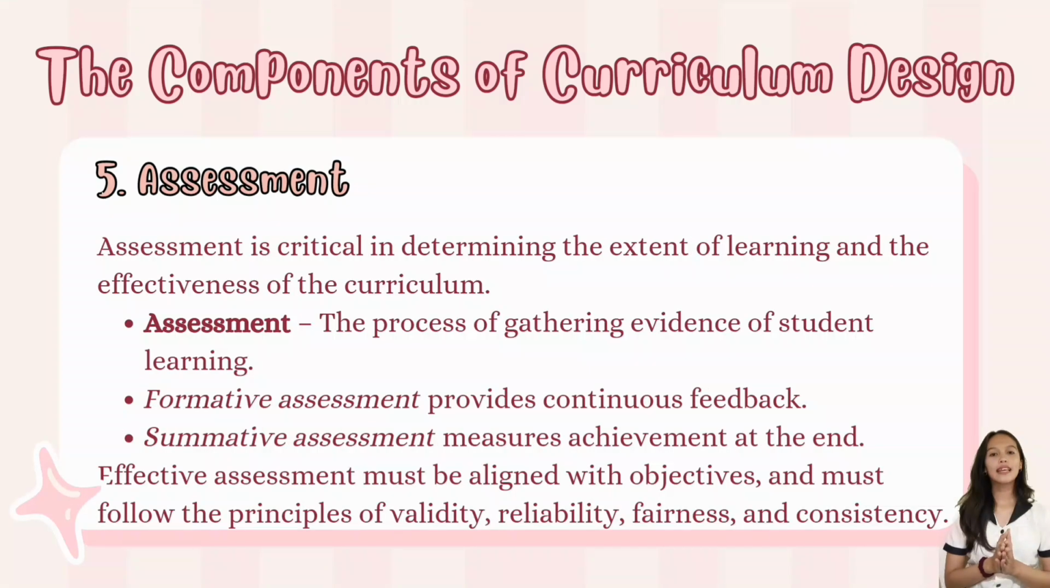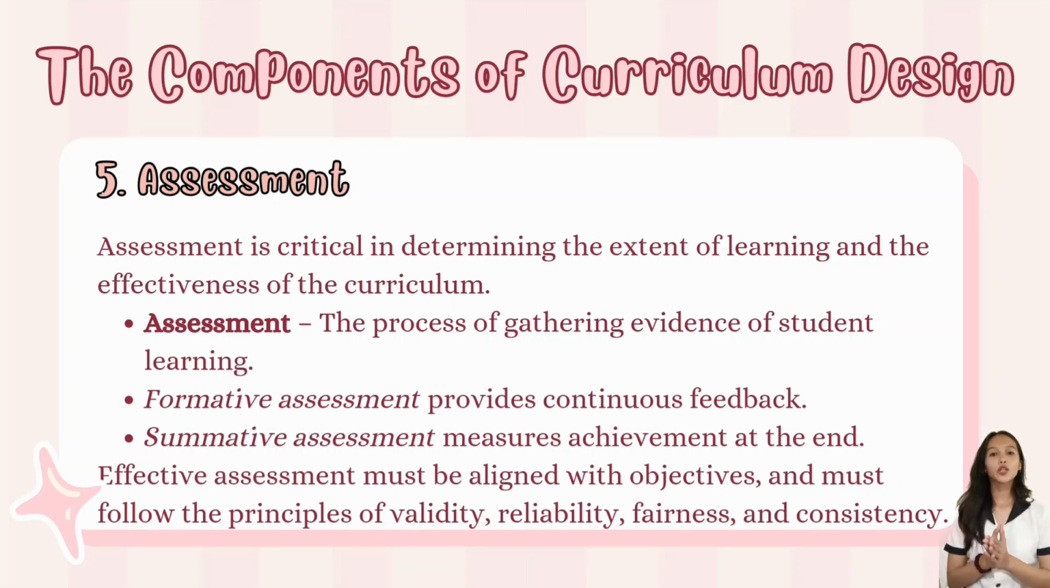The last component is assessment. So this is how we measure if learning has really taken place. Assessment can be formative, like quizzes, reflections, and class participation, or summative, like projects, tests, and presentations. So the key is alignment. If the objective is for a student to write an essay, then the assessment should also require essay writing, not just multiple choice questions. Effective assessment ensures that aims, goals, and objectives are met, and it also helps teachers refine content and learning experiences to better support student growth.